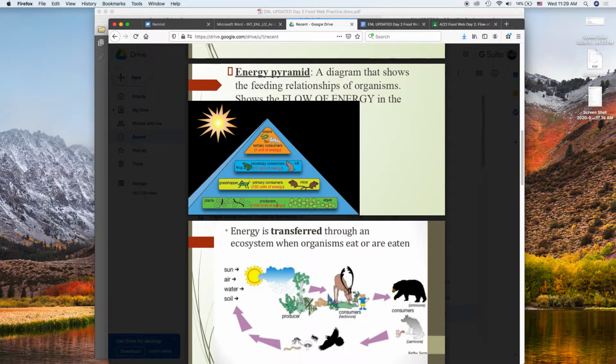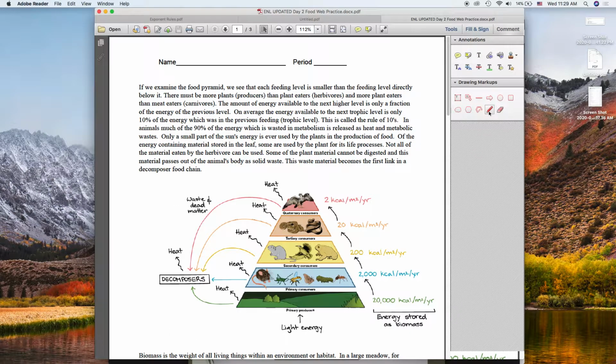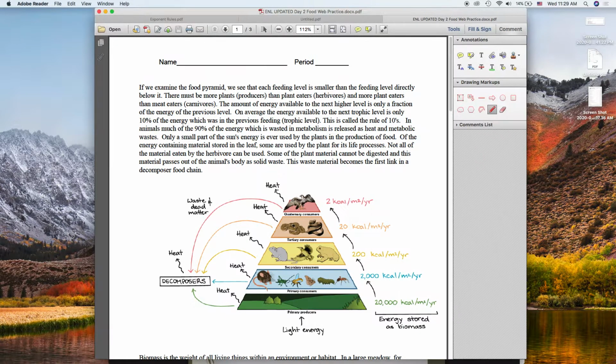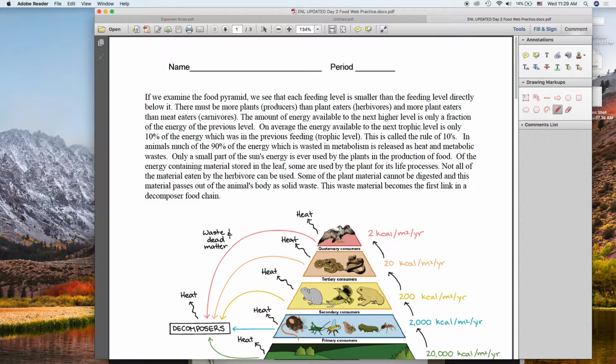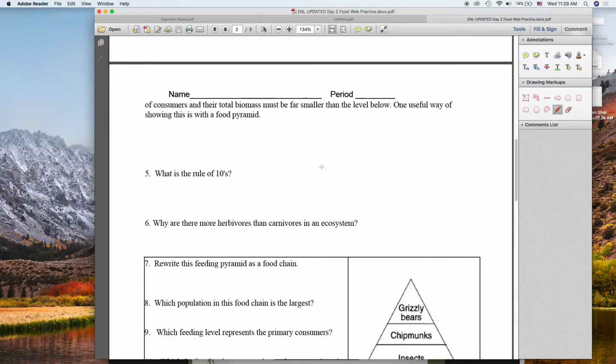At the bottom of the pyramid are our producers, like plants. Then they get eaten by mice, they get eaten by cats, they get eaten by foxes. So the top predators are up here and the producers are down there. So now let's go to our homework. Now you guys know that I am lazy and I don't like to read. So what we're going to do before we even read all of this is go down to the questions.